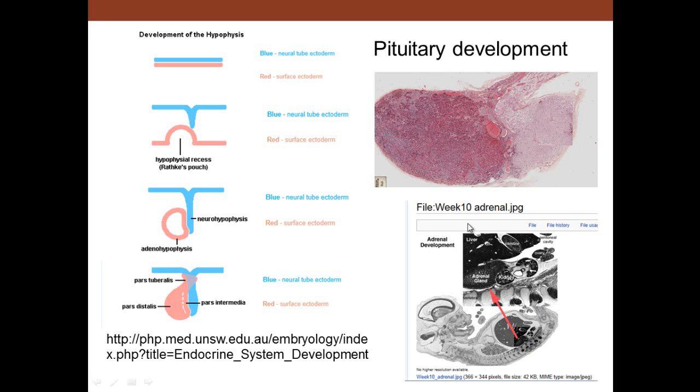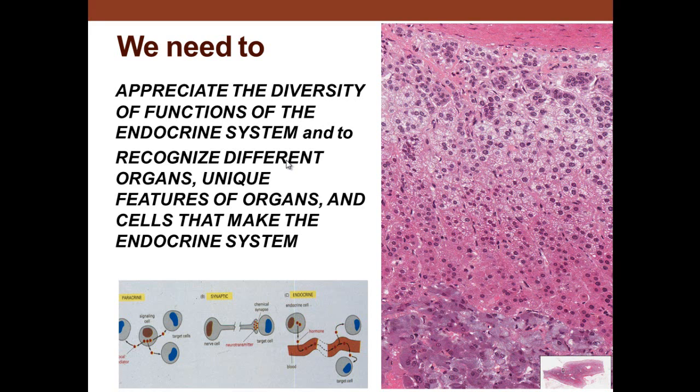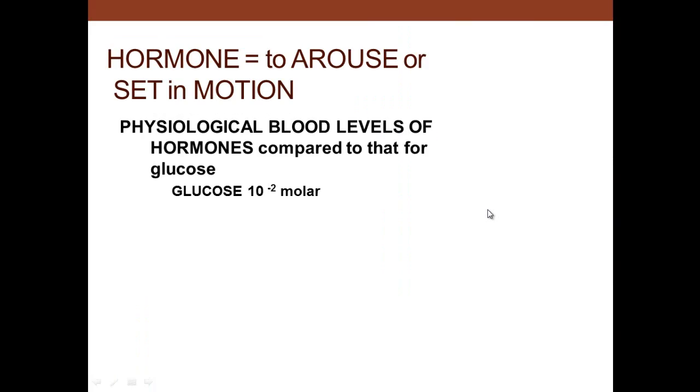There's the adrenal in a 10-week embryo. You can see the adrenal here is developing from the endoderm, and it has now already detached from the surface. So what we want to do is appreciate the diversity of functions of the endocrine system. Different hormones are produced, and they cause different reactions in different cells. And we recognize the different organs and unique features of organs and cells that make up the endocrine system. So there's a host of organs that we're going to talk about, the pituitary being one. Here we see the adrenal.